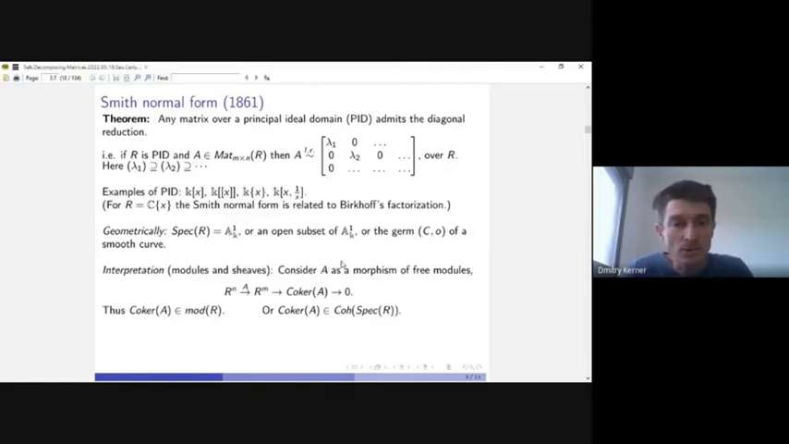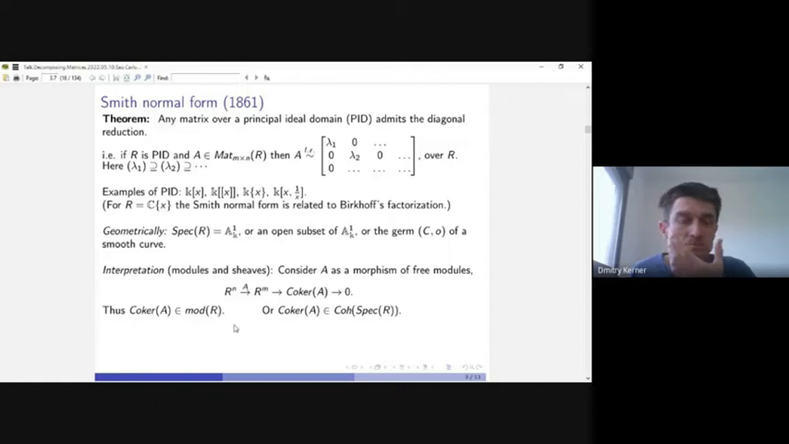Now let me give an interpretation in terms of modules and sheaves. So consider A as a morphism of free modules. We have here the free module R to the n, the direct sum n times of R with itself, and here R to the m, and A is a morphism, just as in linear algebra. And then we get the co-kernel, which is the co-ker of A. This is its definition. And this is a module over R.